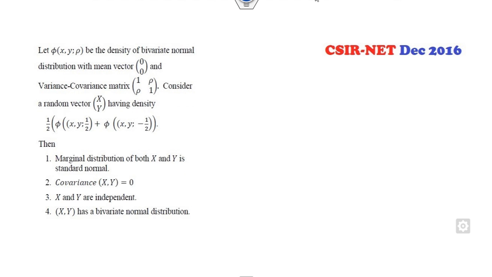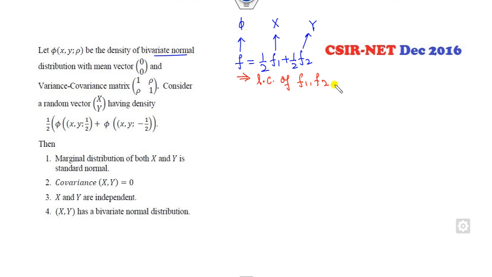Okay, look at this one. Phi is the density of the bivariate normal distribution. The mean is given to be 0, and the density function is there. I consider f is the density function of phi. It is given as half of f1, half of f2. So I consider f1 is the density function of x, f2 is the density function of y. Then the marginal density function of this is a linear combination of f1 and f2.